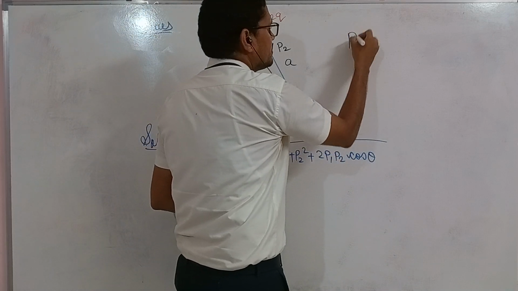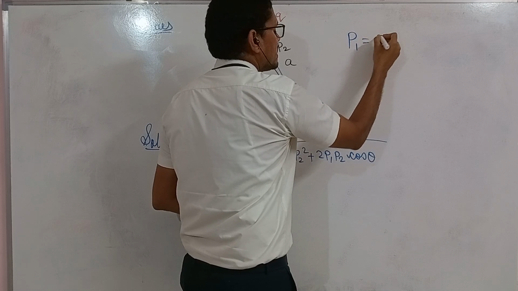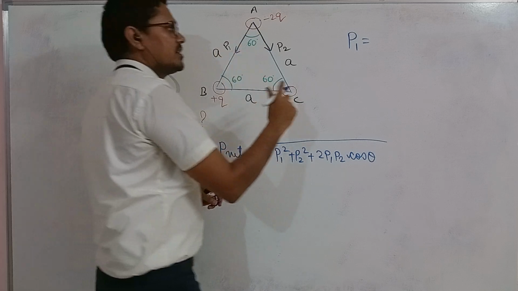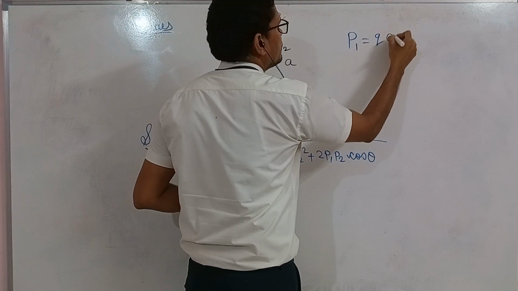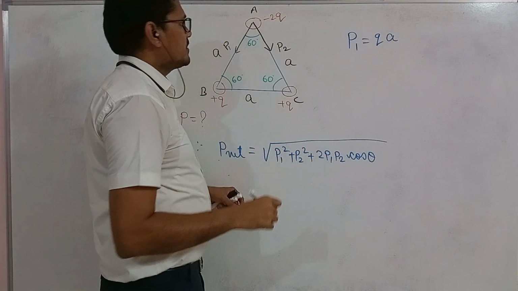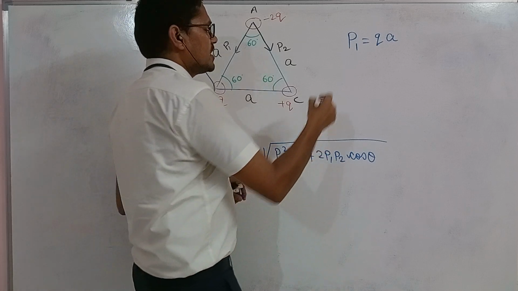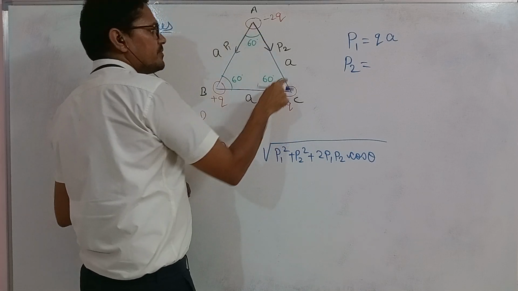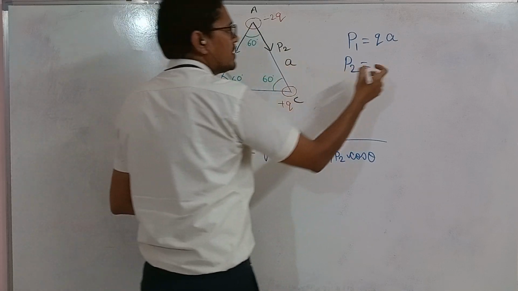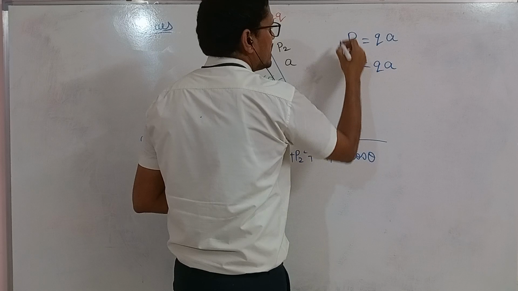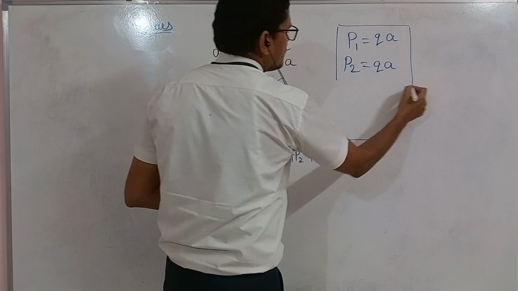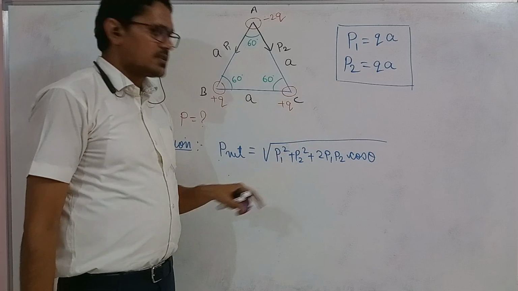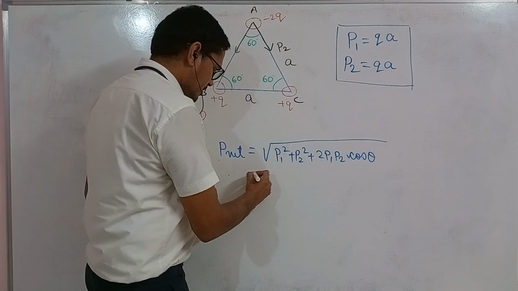So P1 would be how much? It would be the positive charge, that is plus Q, times the distance between them, that is A. So QA would be the value of P1, and if you find P2, you'll get the same thing. P2 is equal to the positive charge in the dipole times the distance between them, which is A. So we'll get QA here again. Now we have the magnitudes of P1 and P2. Just keeping these values in this expression, we will get the net dipole moment.